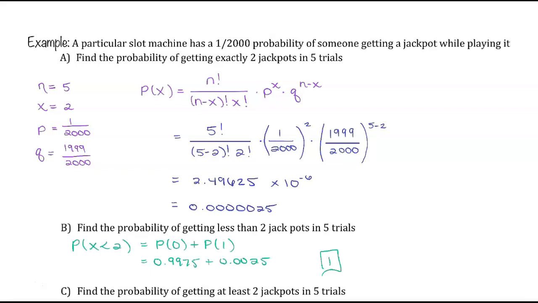Now, in order to find the probability of getting at least 2 jackpots in 5 trials, we need to take into consideration the option of getting 2 jackpots, 3 jackpots, 4 jackpots, and 5 jackpots in 5 trials. Or we can recognize that the probability of x being greater than or equal to 2 is equal to 1 minus the probability of x being less than 2. And we already found that probability in part B. Again, I'll leave these details to you to practice.